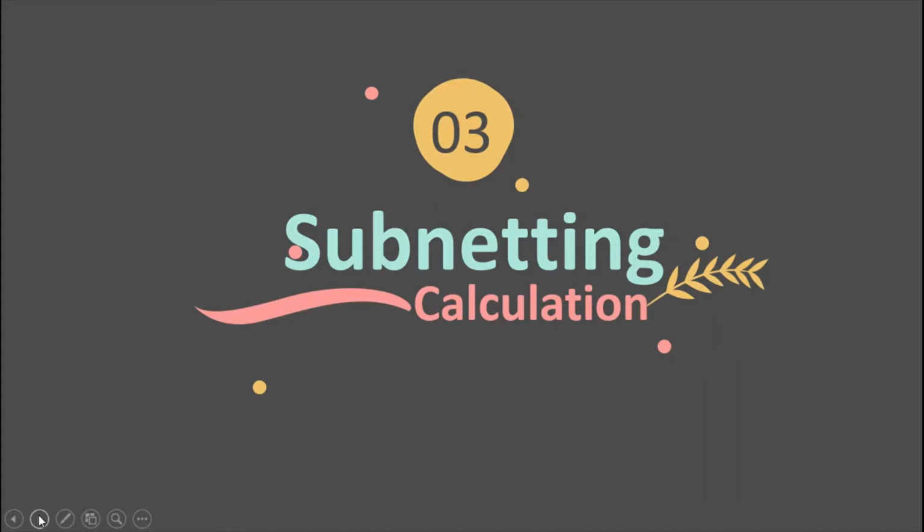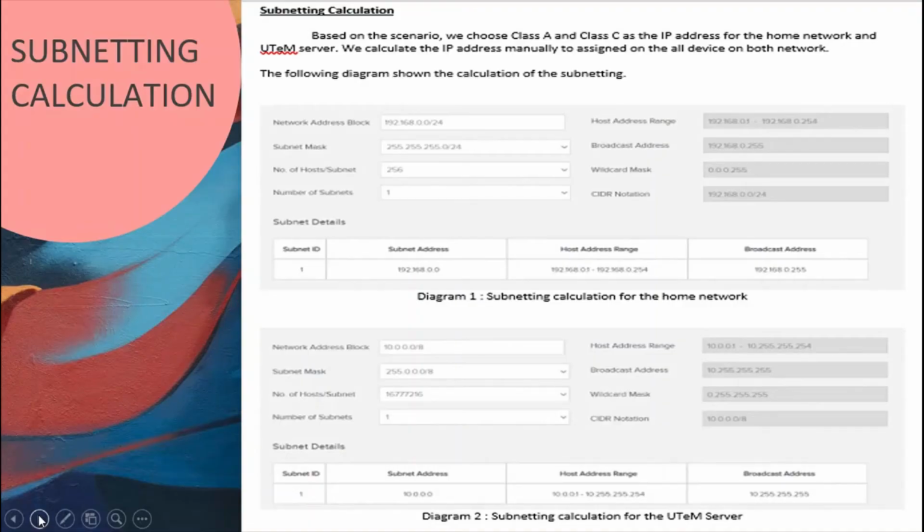Subnetting calculation. Here is our subnetting calculation. Based on the scenario, we choose class C and class A as the IP addresses for the home network and the UTEM server. We calculate the IP addresses manually to assign to all devices on both networks.